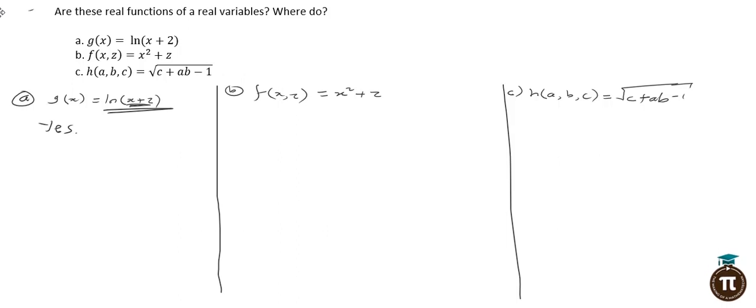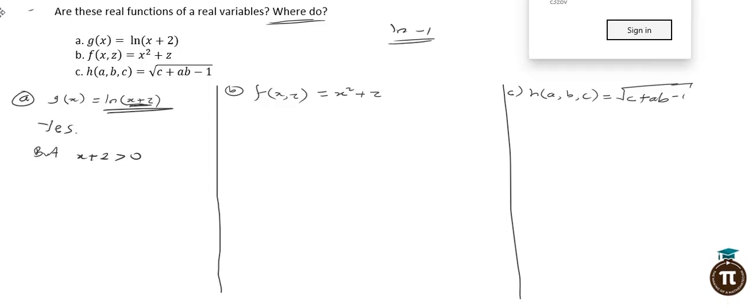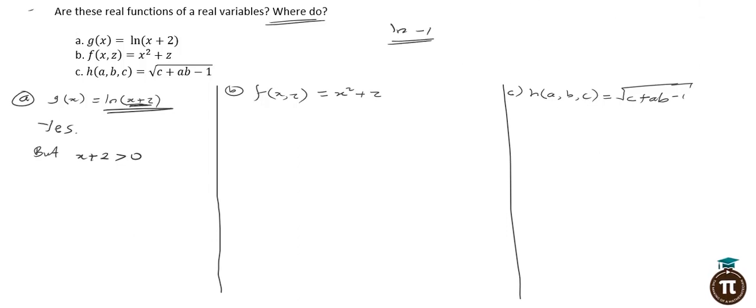That's why I'm writing yes, but because the question says where do they have real functions, x plus 2 must be greater than 0. That is where the natural logarithm is defined. Do you get my point? You can't have the logarithm of -1. It's not real. So ln of -1 is not in R. For anything less than 0, the natural logarithm does not exist in the set of real numbers.